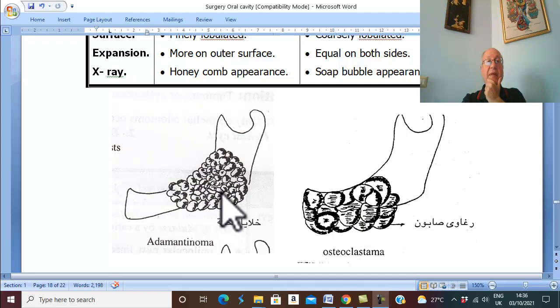X-ray shows honeycomb appearance in adamantinoma, while the lobulation is large in osteoclastoma, giving the famous X-ray appearance of soap bubble appearance. Treatment of adamantinoma is only surgical because adamantinoma is radio resistant. Surgical treatment is some sort of mandibulectomy followed by reconstruction of the mandible.